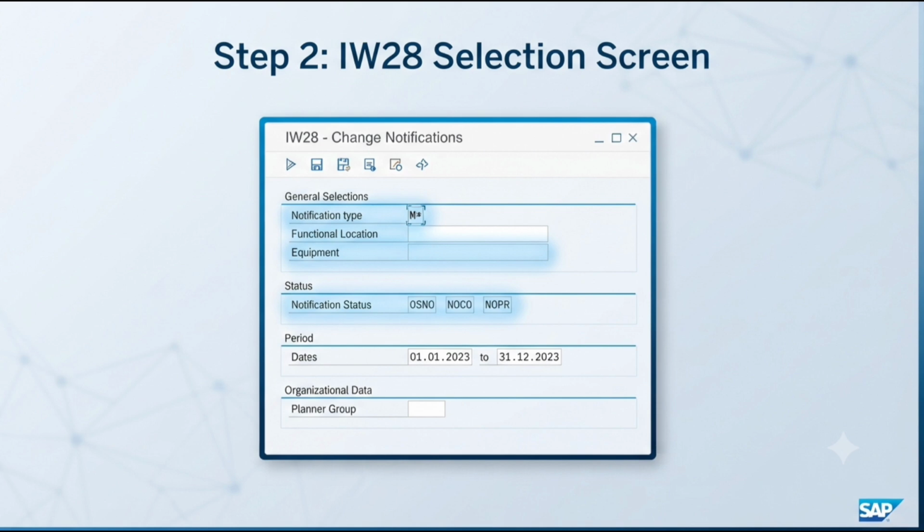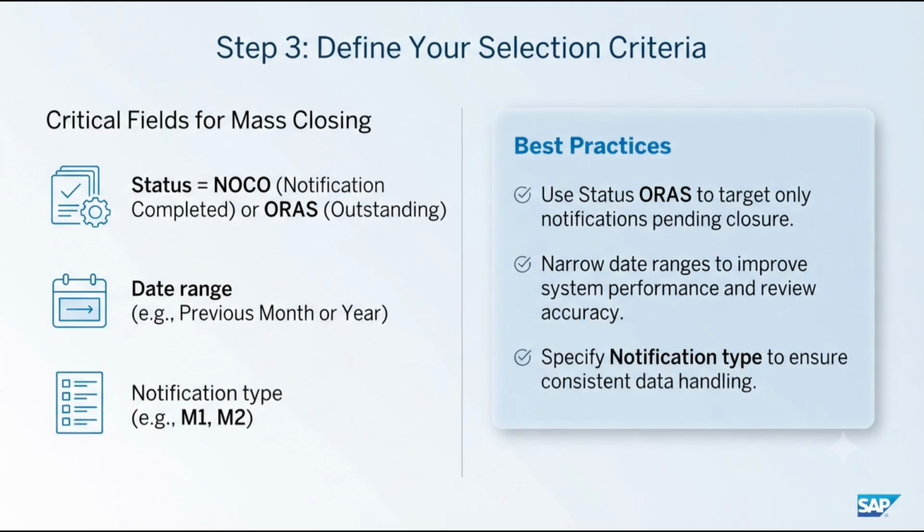Taking a moment to review all available selection options helps you build precise criteria. The more accurately you fill the screen, the cleaner and more relevant the resulting list will be, reducing the risk of processing unwanted notifications. Defining the right selection criteria is the most critical part of the process.